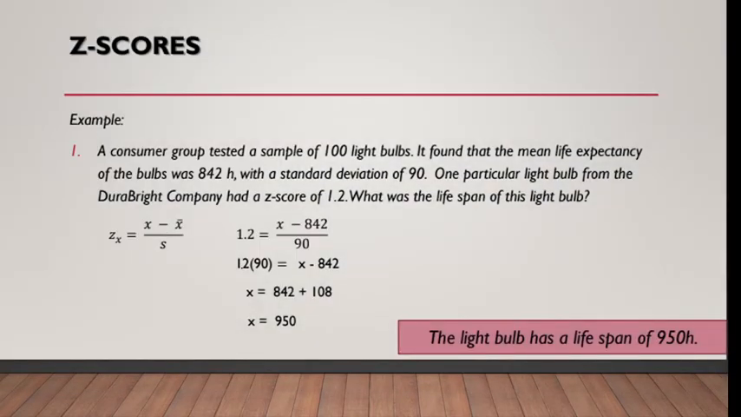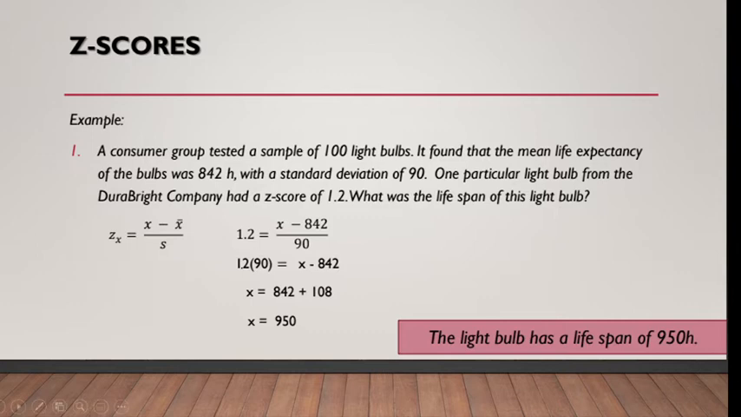In example number one, a consumer group tested a sample of 100 light bulbs and found that the mean life expectancy of the bulb was 842 hours with a standard deviation of 90. One particular light bulb from the Pura Bright company had a z-score of 1.2. What was the lifespan of this light bulb?